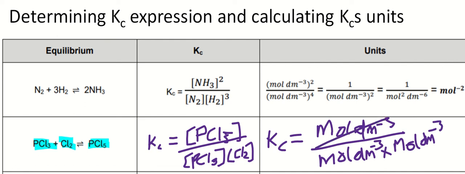So 1 concentration on the top cancels with 1 on the bottom, and then you've basically got 1 over mole per decimetre cubed. That means you've got mole to the minus 1, because it's on the bottom of the equation. And on the bottom it says per decimetre cubed, so that's going to be dm cubed. So the units are mol^-1 dm^3.